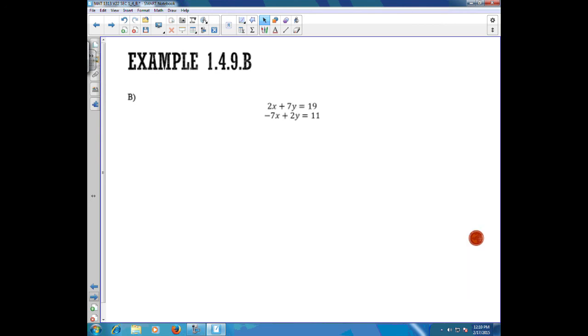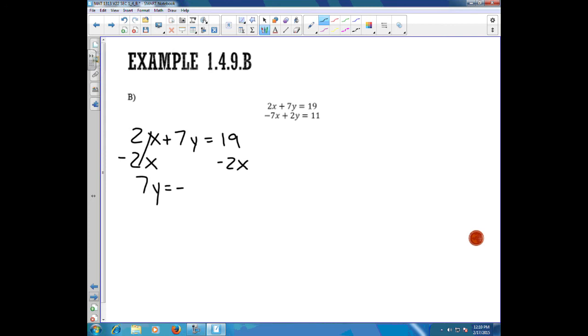Try another, and this time we need to solve it. Two x plus 7y is equal to 19. We'll subtract 2x from both sides. We get 7y is equal to negative 2x plus 19. Divide by 7. And y equals negative 2/7 x plus 19 over 7.